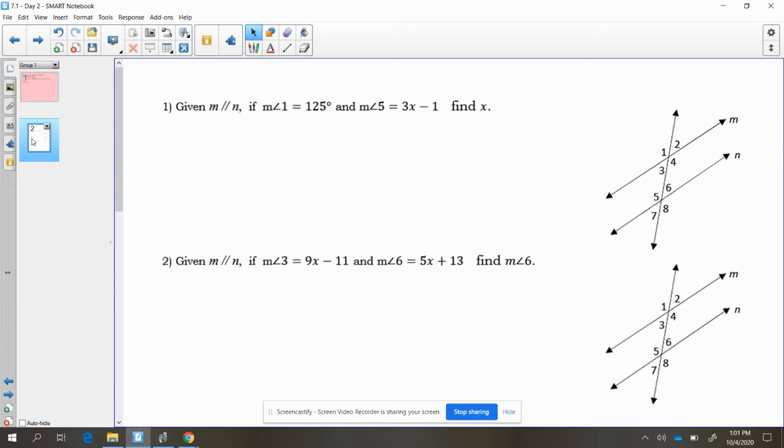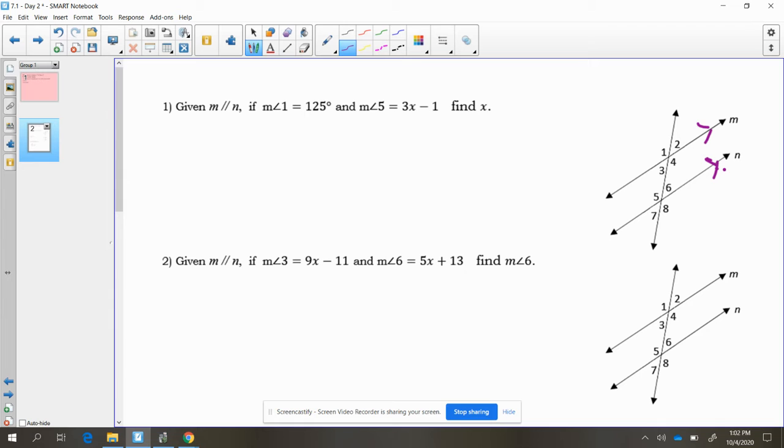Okay, so today we are going to talk a little bit more again about solving, so setting up an equation and solving for our missing variable and or plugging it back in and solving for x. So in the first question, they're telling us that we have line M parallel to line N. So we know all those angle relationships we've talked about previously are going to hold true because of this.